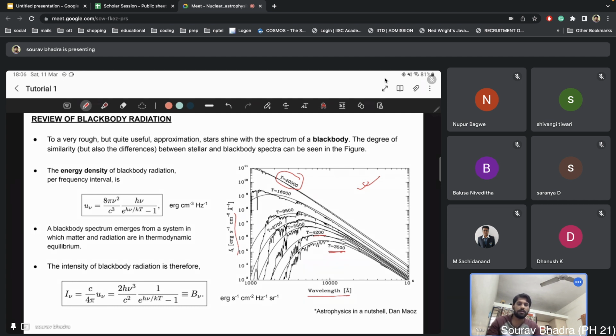This is a marvelous finding, so that we can develop the radiation theory of stars based on the black body spectrum, which we have studied already in our BSc course.